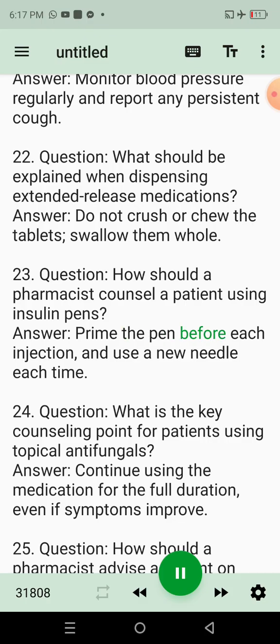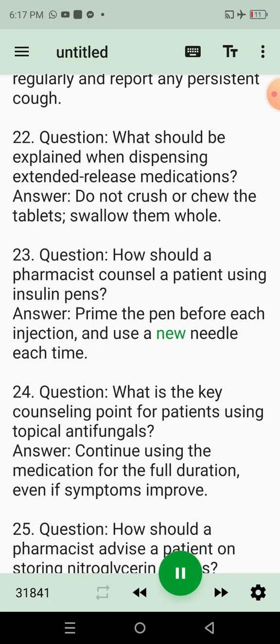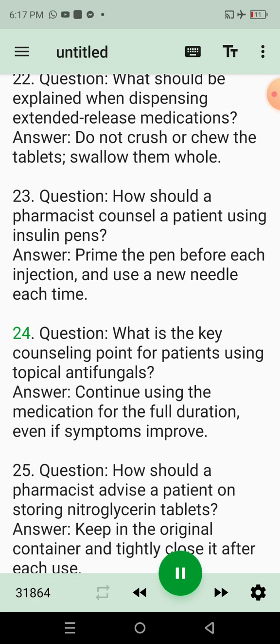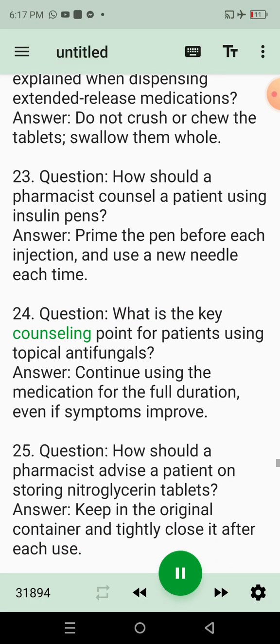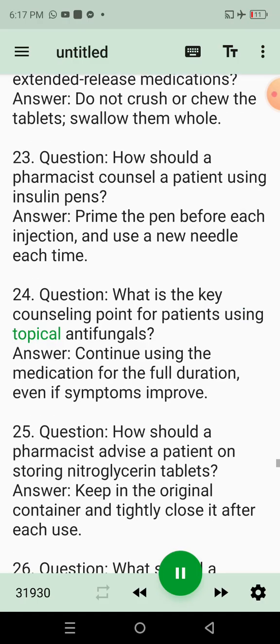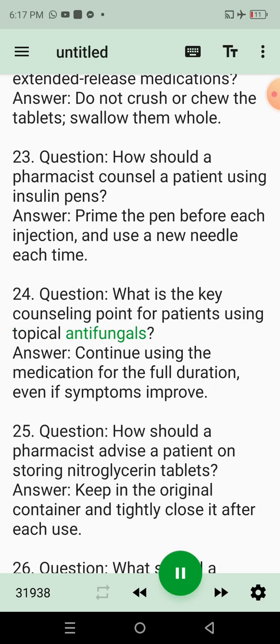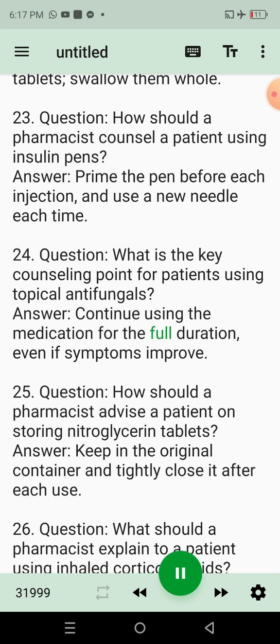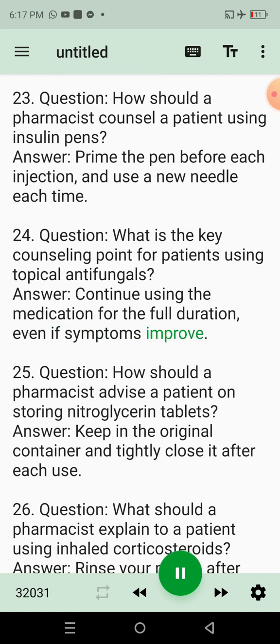Answer: prime the pen before each injection, and use a new needle each time. 24. Question: what is the key counseling point for patients using topical antifungals? Answer: continue using the medication for the full duration, even if symptoms improve.